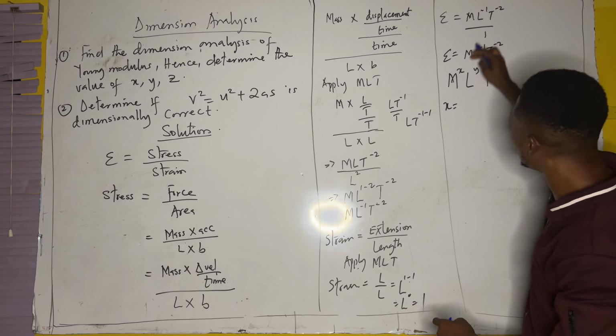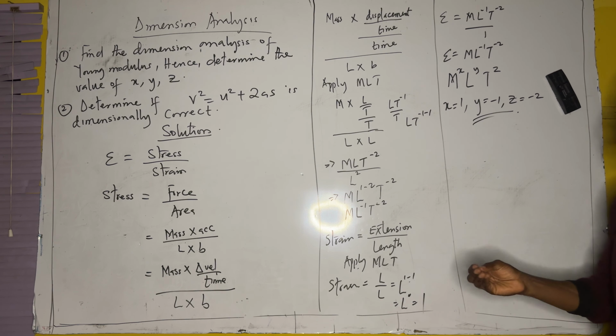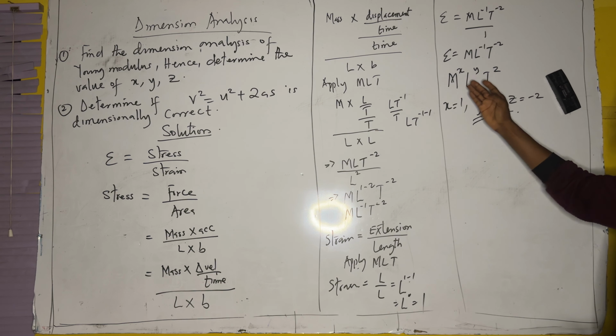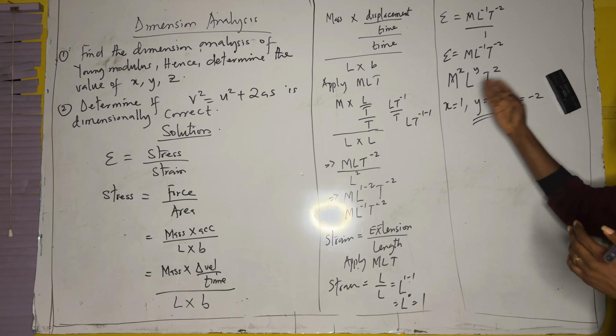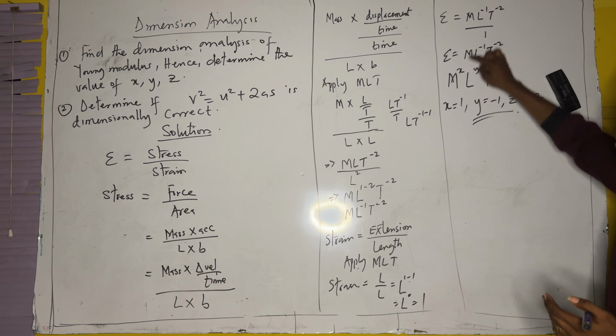Y, what is Y? If you compare the powers of L, Y equals minus 1. Then Z equals minus 2. That's the final answer. So if you're looking at that question, that's what you should do. Sometimes they might define X, Y, and Z for you with particular numbers. After comparing, you multiply. Say, for example, X is defined as 1, Y is 0, and Z is something else. While you're comparing, you just need to multiply.